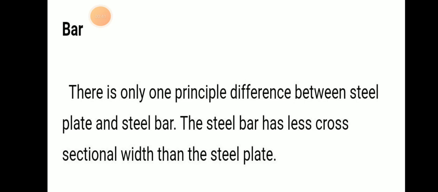And then bar. The only principal difference between steel plate and steel bar is that a steel bar has less cross sectional width than a steel plate. Otherwise it is also a rectangular plate with a certain thickness, but a steel bar has less cross sectional width than a steel plate.